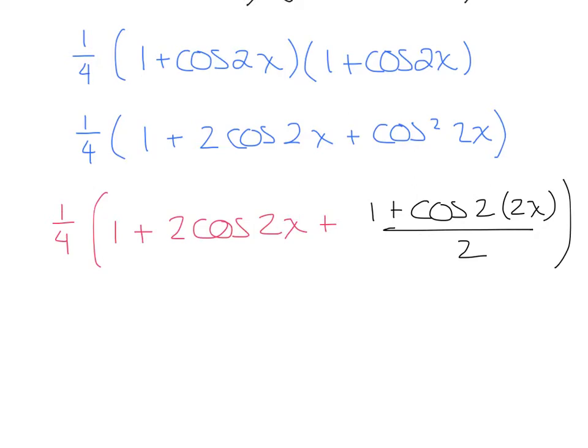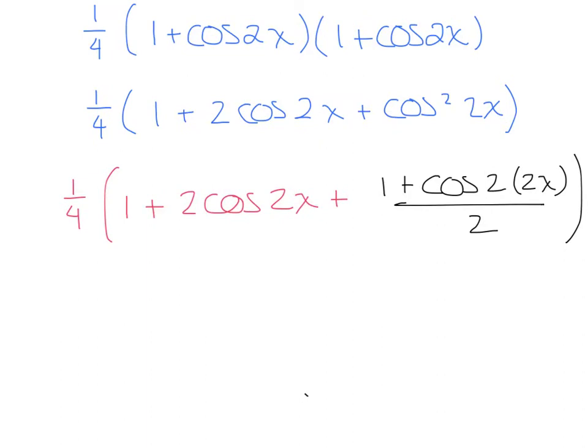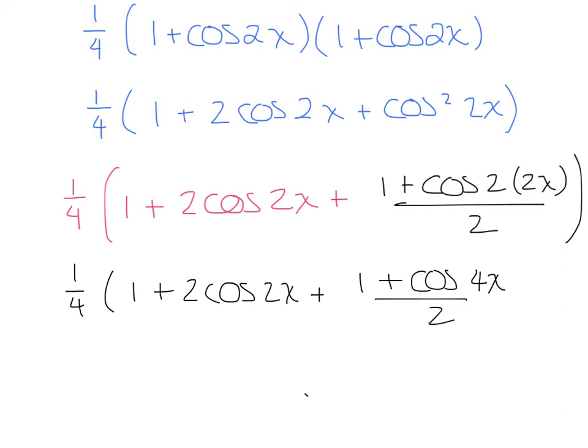So how many times that angle do I have on the far right, Brian? Okay, so now let's simplify that. So we end up with 1 over 4, 1 plus 2 cosine 2x, plus 1 plus cosine 4x over 2. At this point, you could either factor out all the fractions or distribute that quarter back. I don't care which you do, as long as you do it correctly.